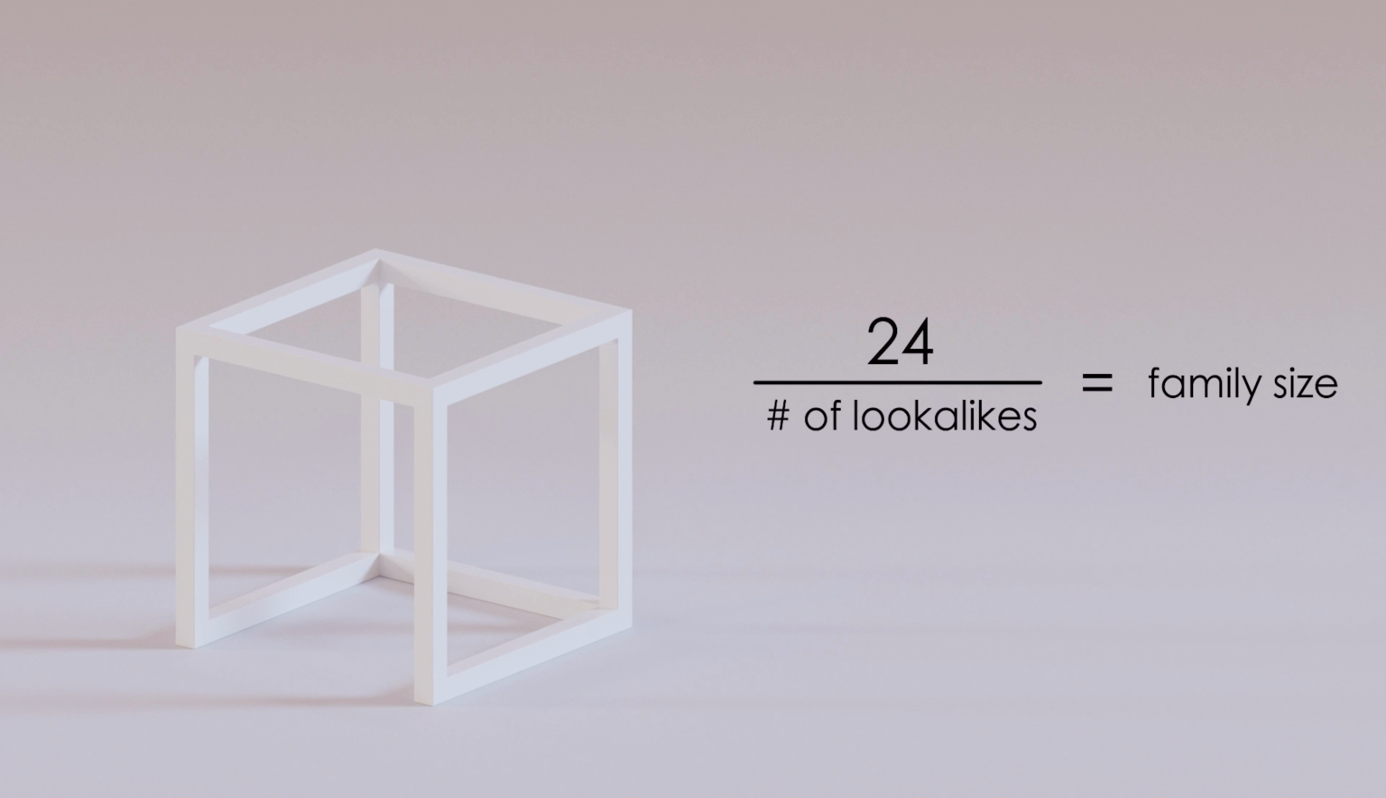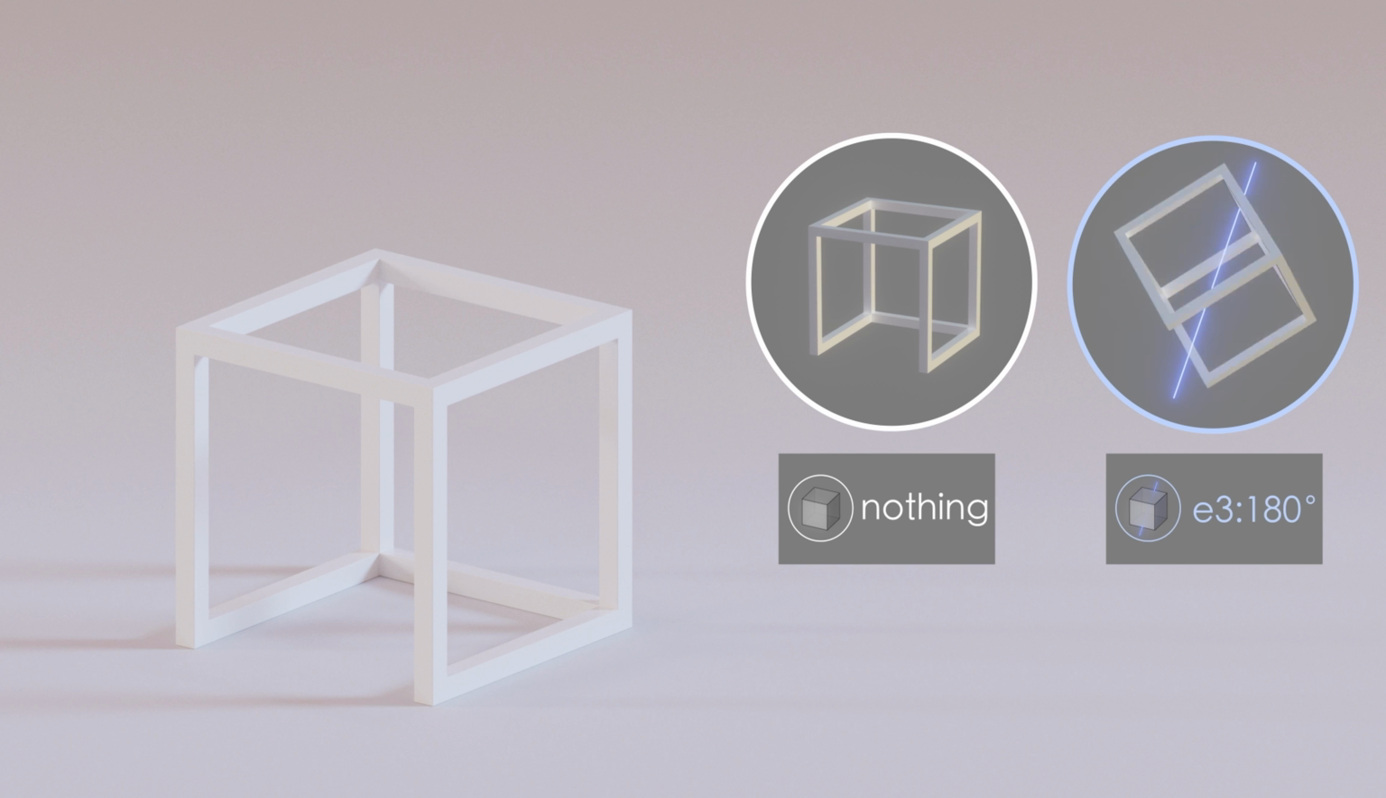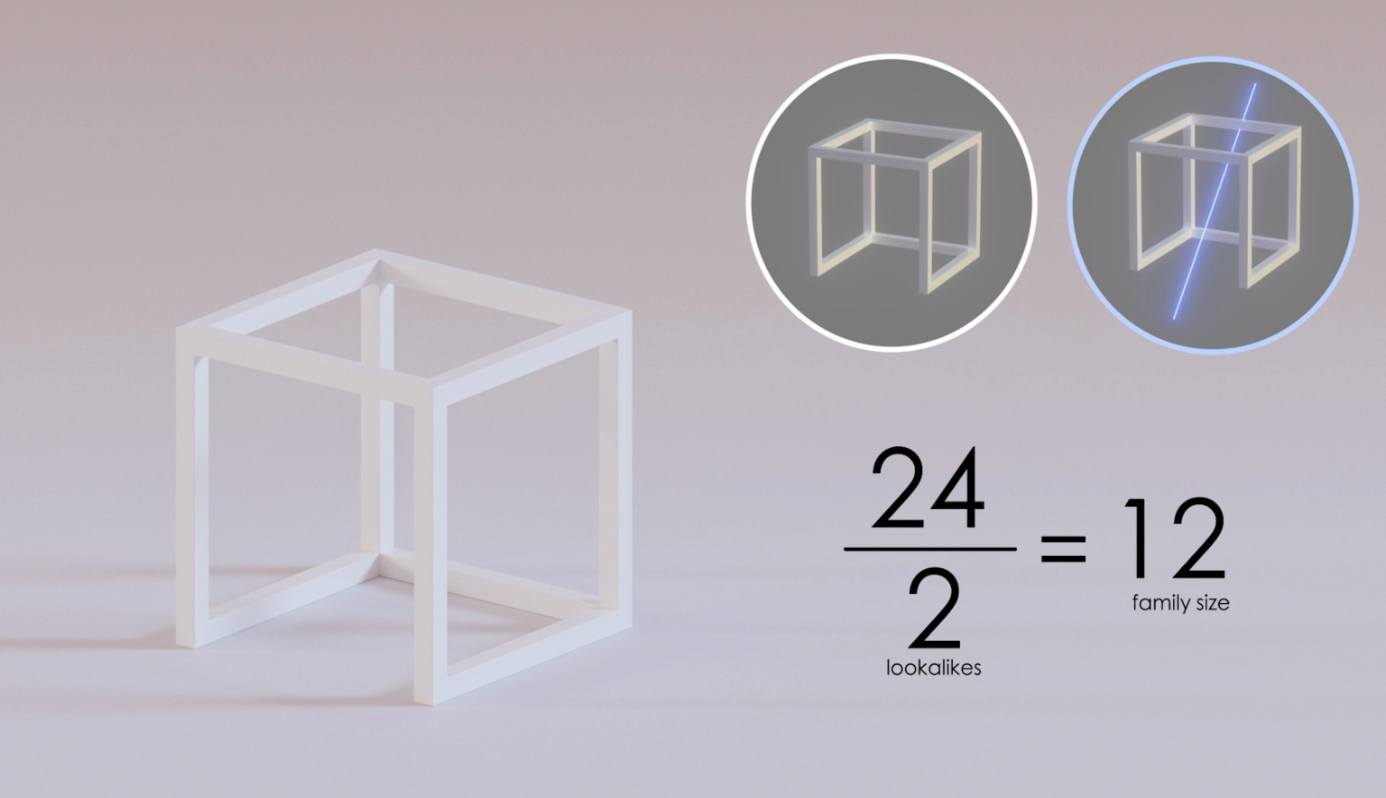In order to use our formula, we need to think of all the ways to manipulate this cube that leave it apparently unchanged. One option is always to do nothing to it, but we can also spin the cube around this edge axis and it stays the same as before. The cube will look the same as long as that bottom left edge stays in place. And it turns out there are no other transformations that leave it fixed. So that gives us 2 lookalikes total, and that implies that the family size is 12.